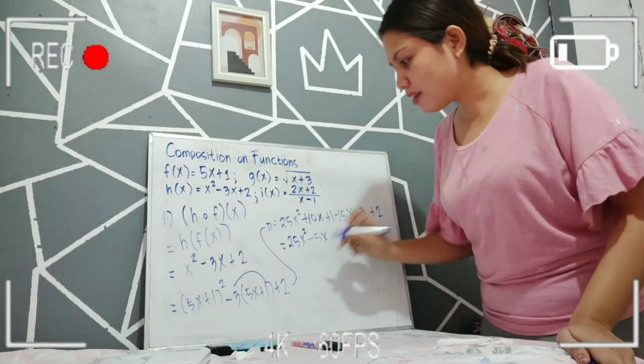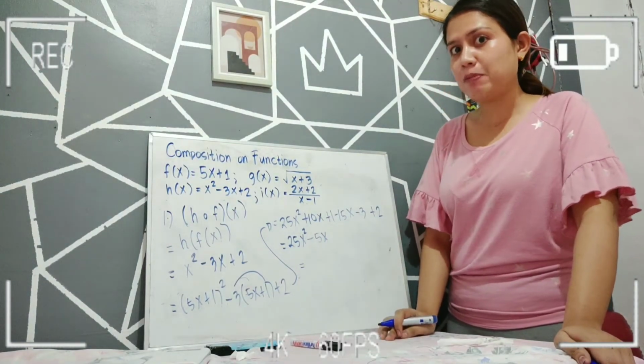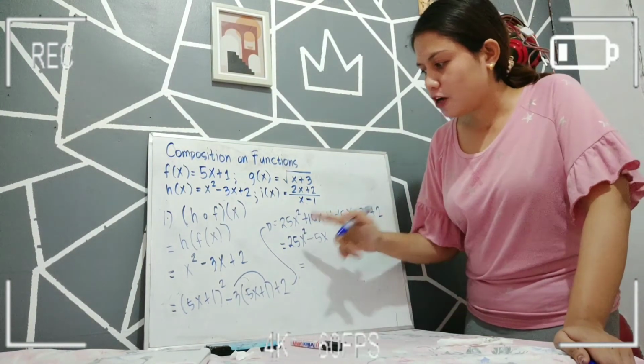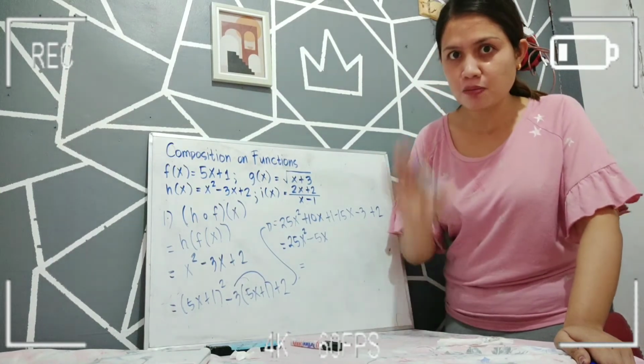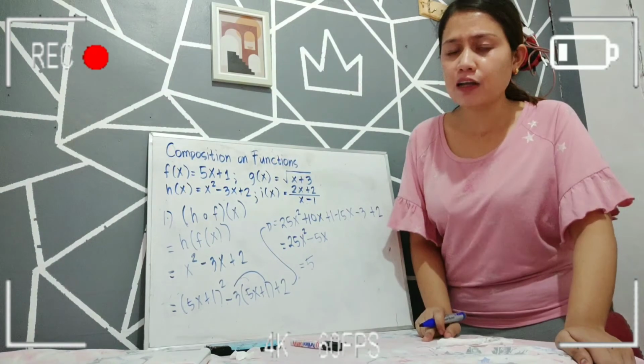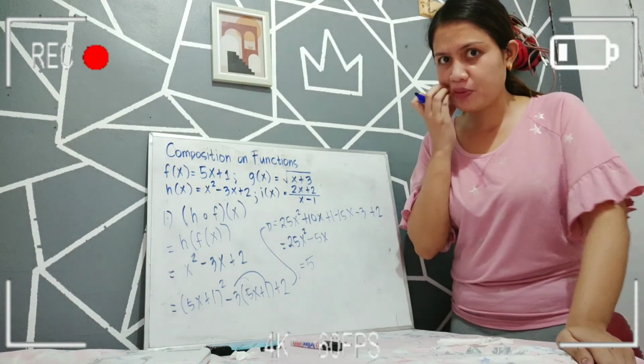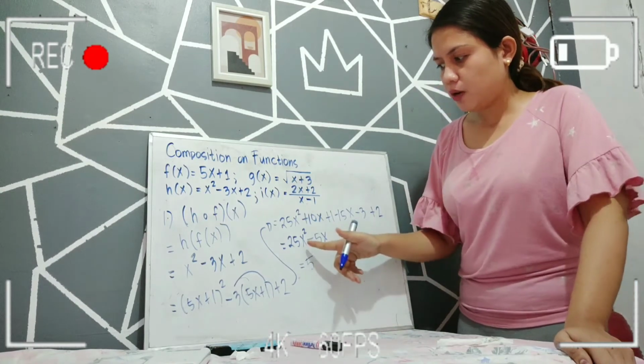Now, can you see any common factor to 25x squared minus 5x? Yes. 25 and 5 are divisible by 5. Pwede na itong pagawas. This is factoring with common factor. What else?